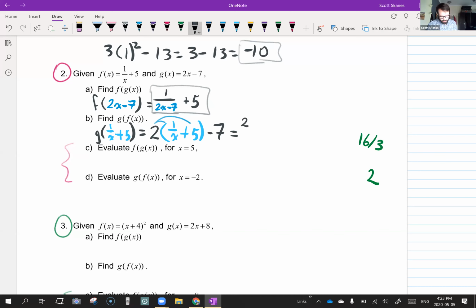This is 2 over x. That's 2 times 1 over x is 2 over x. 2 times 5, of course, is 10. So we'll just write the 10, keep the minus 7. And then we have 2 over x plus 3. So you're exactly right. Thank you.